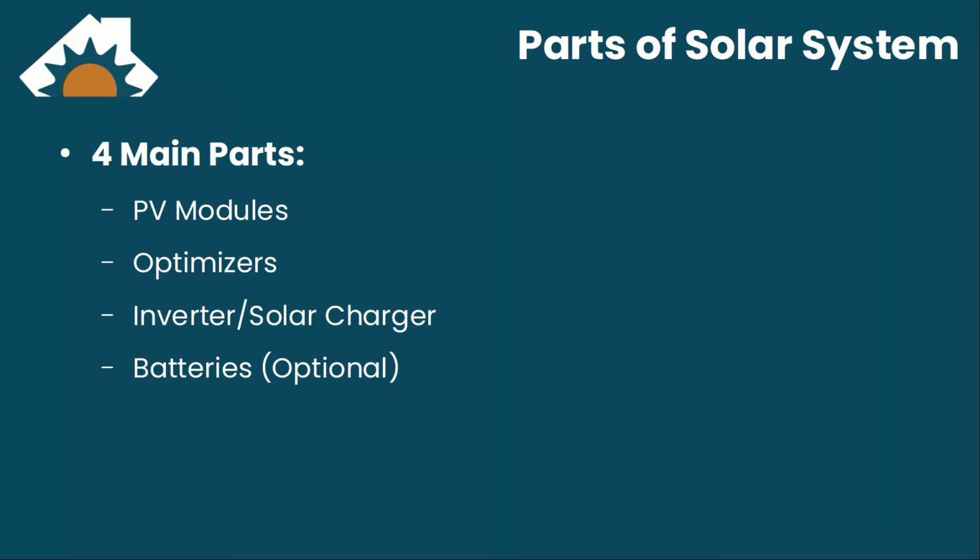There are 4 main parts of a PV system. 2 are optional, depending on the type of system. The first component are the PV modules. Second are optimizers, which are optional. The third is an inverter or solar charger, depending on the system. If you have a solar charger, also known as a charge controller, you should have batteries as well.